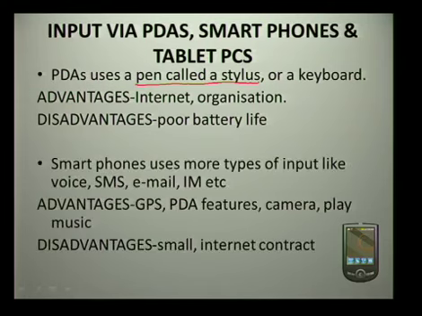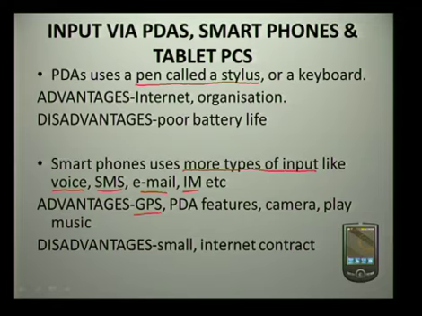Right, another device is a smartphone. Now smartphones use more types of input, for example voice as input, SMS, email, as well as instant messaging. Some advantages of smartphones: you get a GPS, you get PDA features, you get a camera, and you can play music in that one device. Then some disadvantages: it can be small, and you can get an internet contract where you have to pay a fee in order to get internet access. So those are some of the advantages as well as disadvantages of a smartphone.